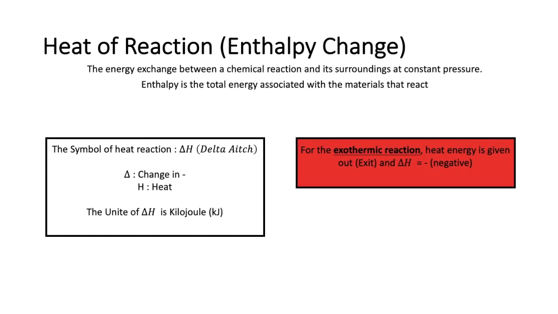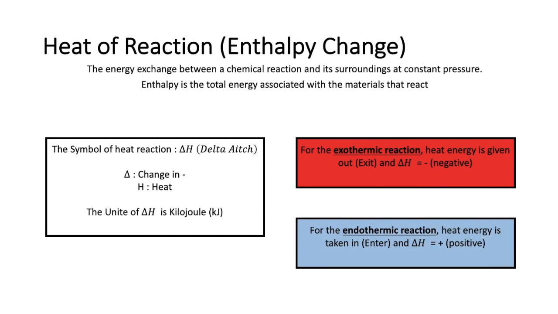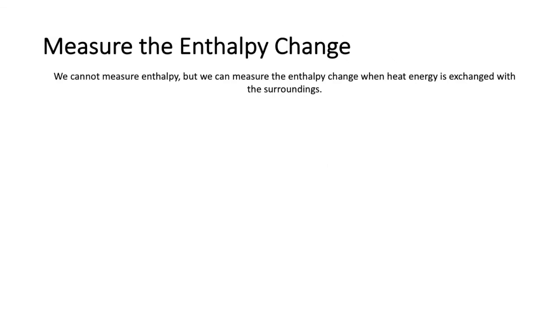For an exothermic reaction, heat energy is given out, or exits, and the delta H value is negative. For an endothermic reaction, heat energy is taken in, or enters, and the value of delta H is positive. We cannot measure enthalpy, but we can measure the enthalpy change when heat energy is exchanged with the surroundings.